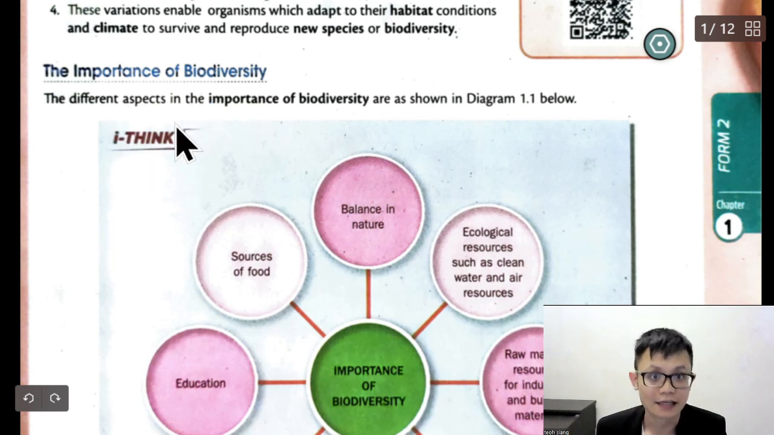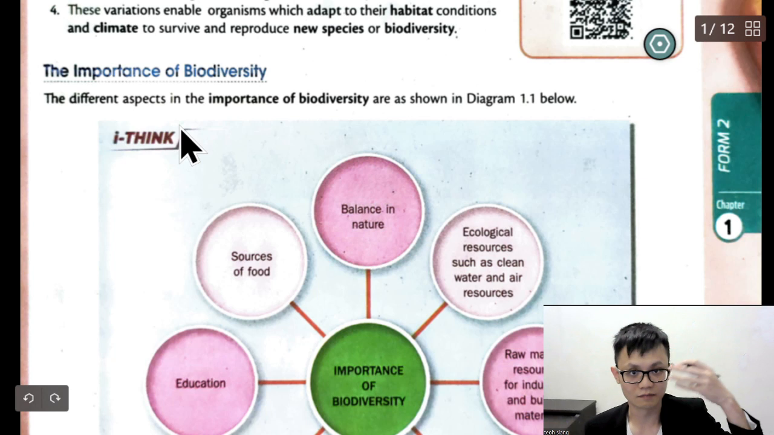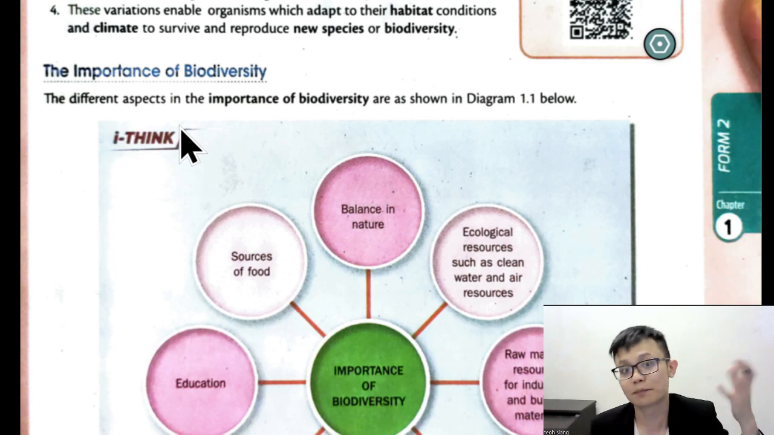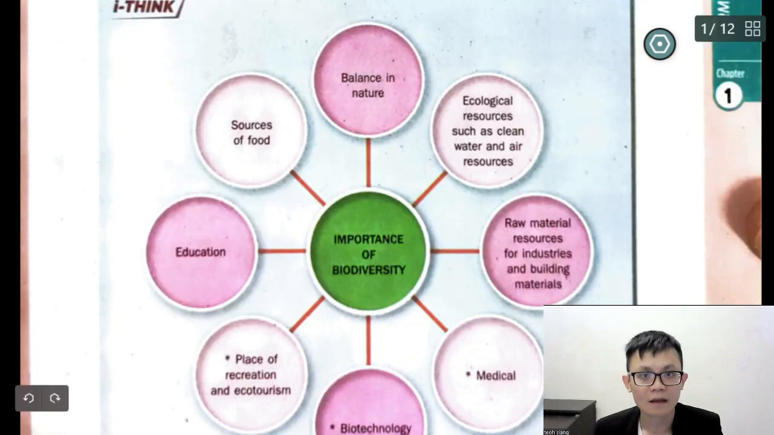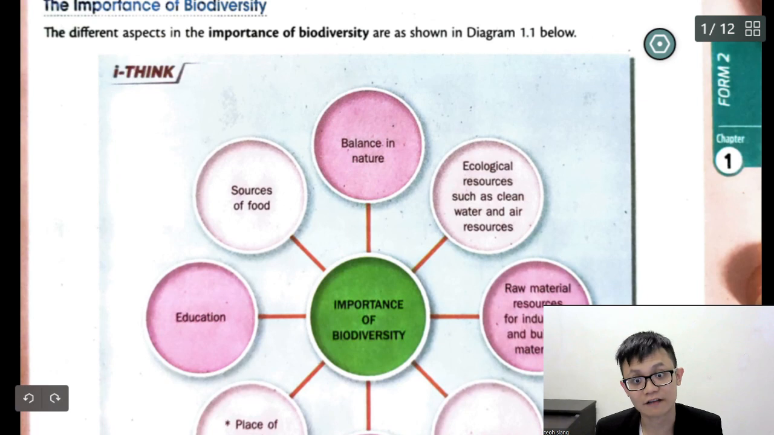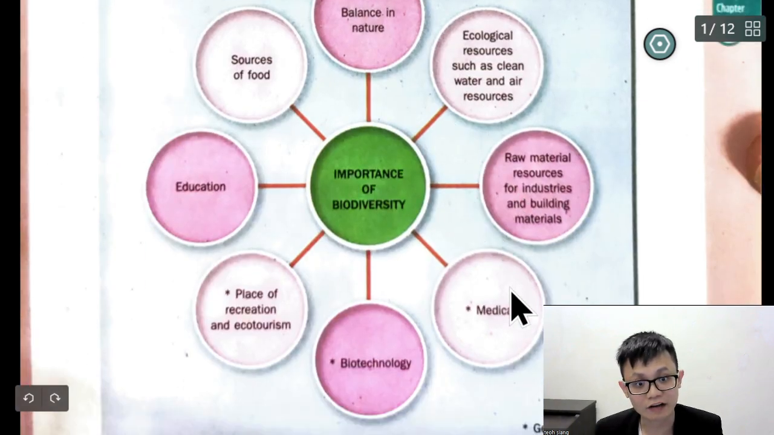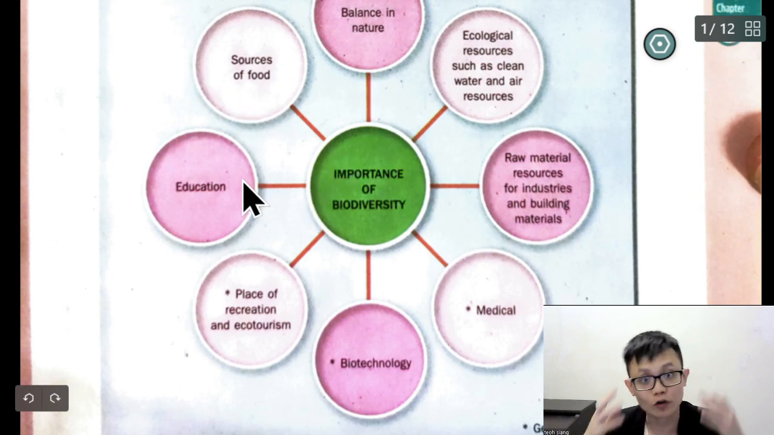Why is it important? I mean, bio, variety of living things, is it important? Of course it is important, right? So why is it important? Okay, there are a lot of answers we can get. Why is biodiversity important? I think we got a lot of things here. See what you want to talk about.